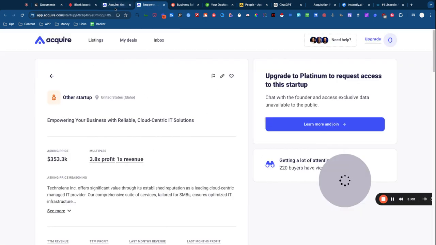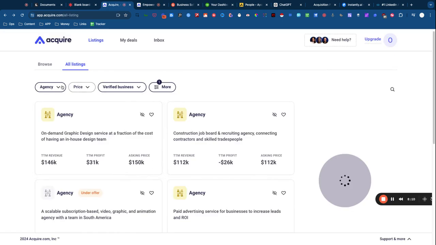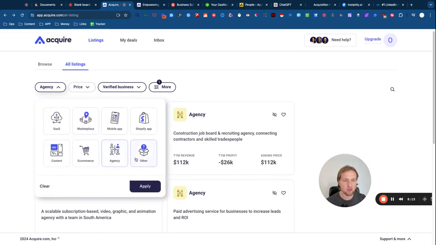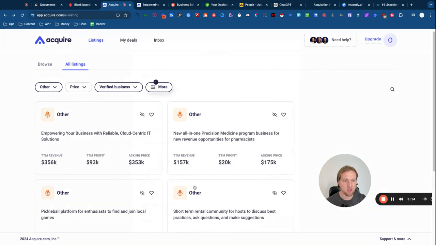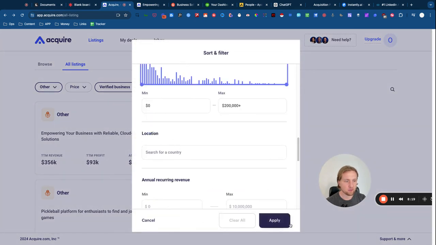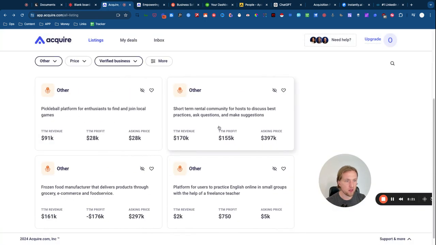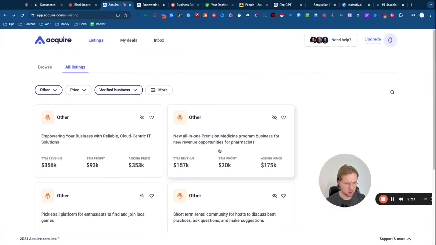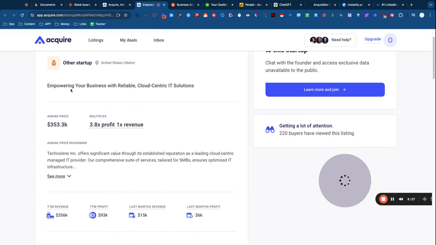So one example of this is something that I just found, and again, this was from a search where instead of agency, we clicked other and went to apply. I didn't do it in the States, so I'll just remove that. And I scrolled down, I think it was down here somewhere, just did it a moment ago. Anyway, it came up with this option here, okay? So this company is being sold for 353.3K. It's got a 3.8x profit and 1x revenue multiple. That's what it's being sold for.